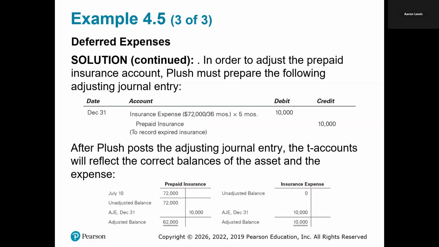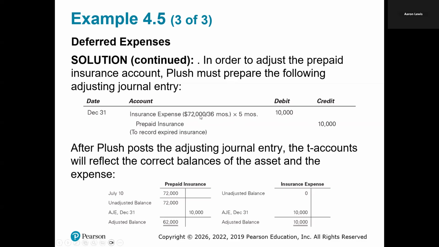So now we need to figure out how much we're going to adjust for to account for the fact that 5 months of that prepaid insurance has expired. Well, first thing we need to do is prorate it. We paid $72,000 for a 3-year policy, or 36 months, if you will. 72,000 divided by 36 gives you 2,000. So essentially, we're paying $2,000 a month for insurance, but we just paid for it all in advance.